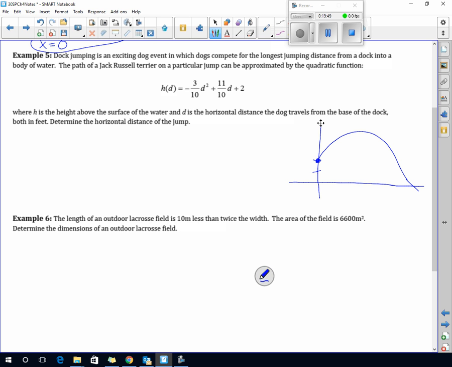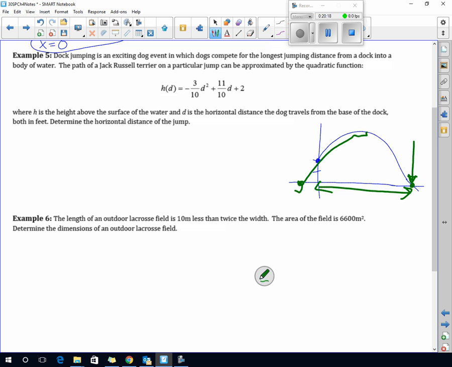Okay, so what they want to know here is this horizontal distance. So what do I actually have to figure out here? The x-intercept. And what happens if I get an x-intercept on this side over here? I would throw that one away because it doesn't make sense, right? We can't have a negative horizontal distance. Yeah, what if he falls off the top?